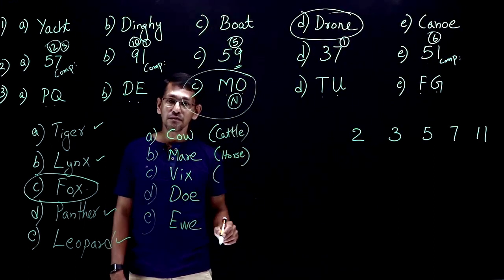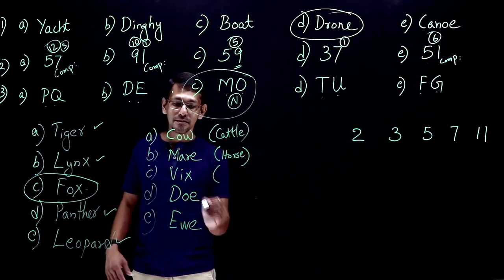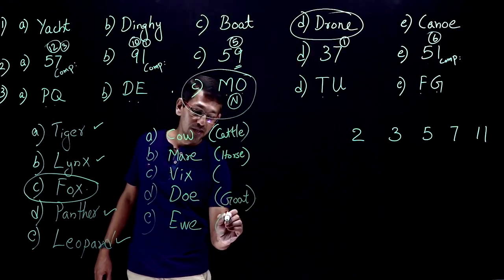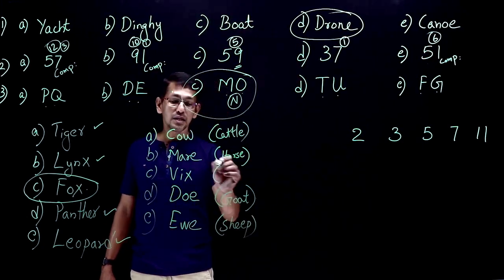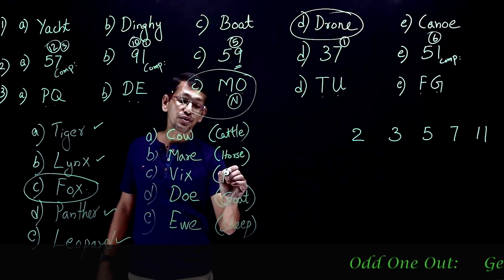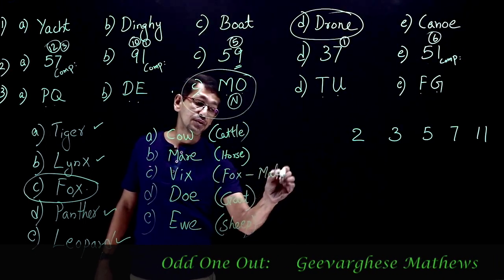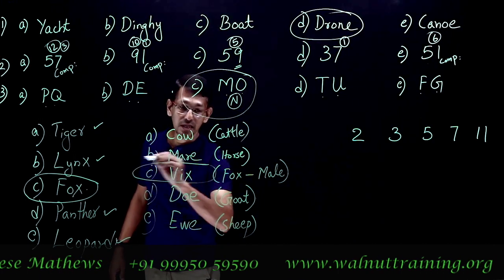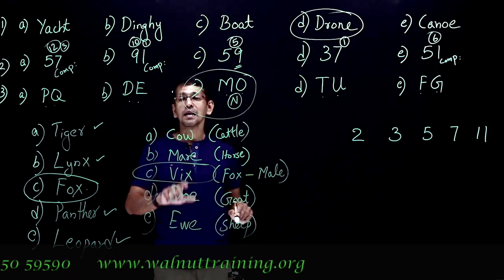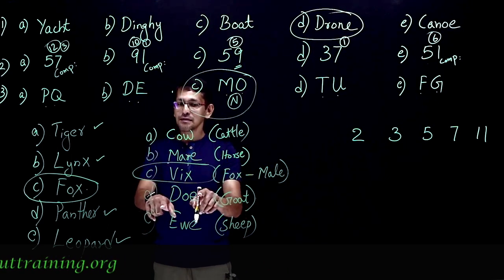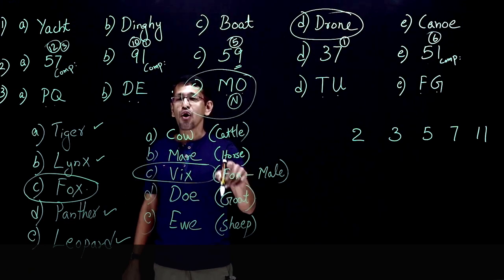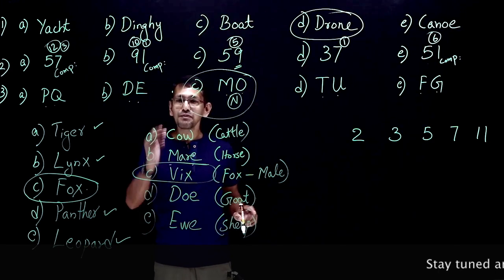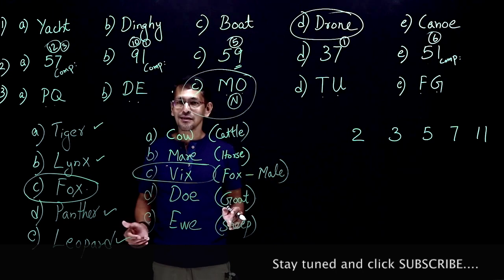And this one, wigs. What is it? Wigs. Doe. What is doe? Doe is female goat. Ewe, female sheep. However, this one, wigs, is fox. But it is male. Male fox. All others are what? Female animals. So in this case, wigs is the answer. The reason? It's a male fox. At the same time, if you look at this, this is a fox. Fox is the only carnivorous animal in the group, meat-eating animal in the group. All others are what? Herbivores. So there are two ways of getting that answer.